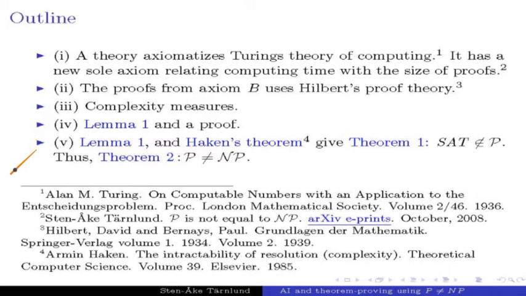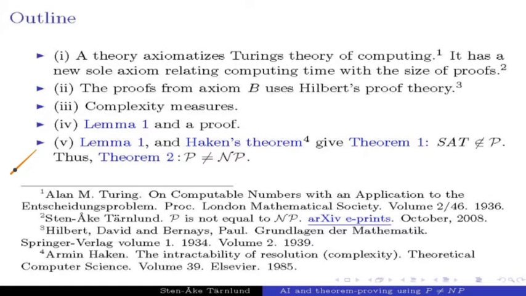And then we will see how lemma 1 and an earlier theorem from the mid-80s, Haken's theorem, is useful. If you put these two together, we will get theorem 1. That SAT is not in P. And SAT is the problem of deciding whether a propositional formula is satisfiable. Is it possible to make it true or not?